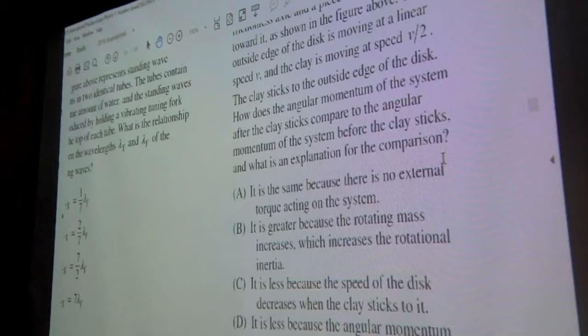Brandon, you have an answer? I think it's B. It is greater because the rotating mass increases, which increases rotational inertia. B is true. The last part of B says which increases rotational inertia. That part is true.